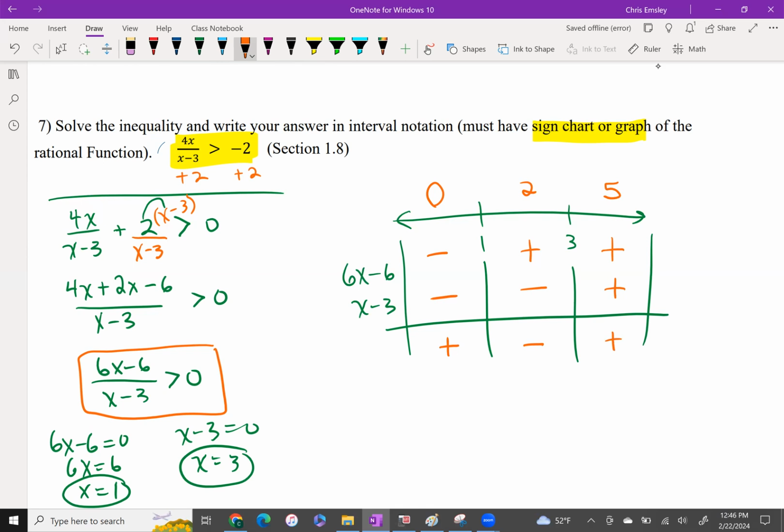What were we looking for? We were looking for what intervals are greater than 0. So those would be our positive intervals. Strictly greater than means we don't need any square brackets. These are all going to be parentheses. So we include on our number line from negative infinity to 1. And we also include on our number line from 3 to positive infinity.